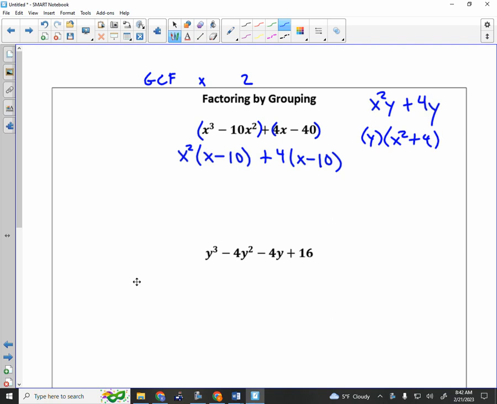So instead of taking out y, what's the common factor here? X minus 10. Just like you took a y out here, you're going to take an x minus 10 out here. And you're left with x squared plus 4. And that's factoring by grouping.